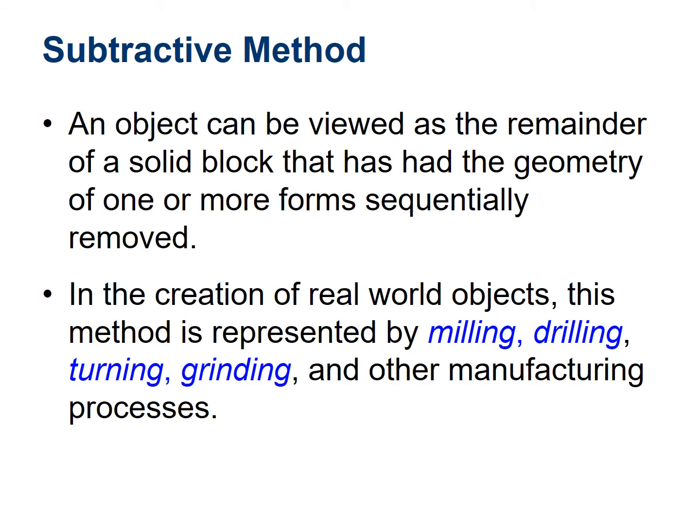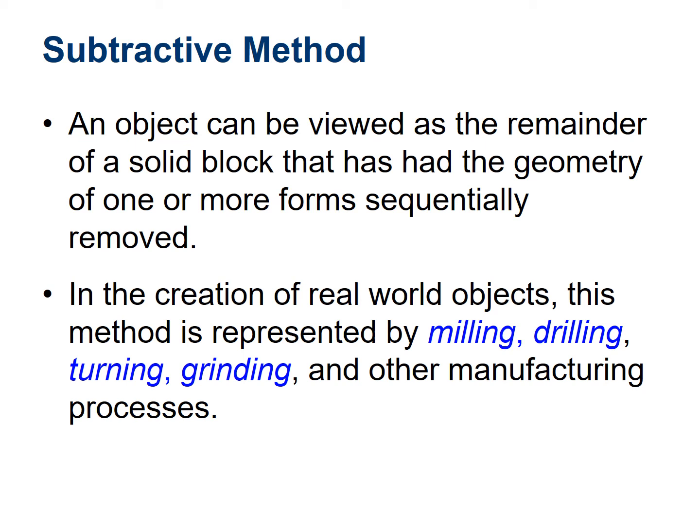Subtractive methods. This is another method that we use. Additive adds, subtractive subtracts. An object can be viewed as the remainder of a solid block that has had the geometry of one or more forms sequentially removed. In the creation of real-world objects, this method represents milling, drilling, turning, grinding, and other manufacturing processes. Where in additive we were adding things by different methods, in manufacturing they would use different methods to add something or attach another piece to a main part.